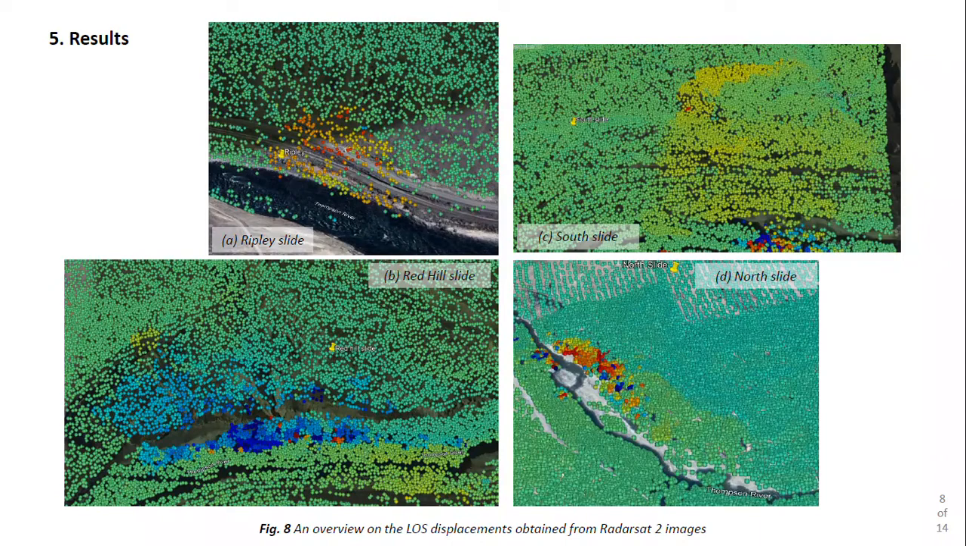Here you can see a rough presentation of line-of-sight displacements after analyzing RadarSat-2 images. The extents of the most active parts of this landslide were correctly detected. Light green indicates low magnitude of movements. Well, let's start with Ripley.